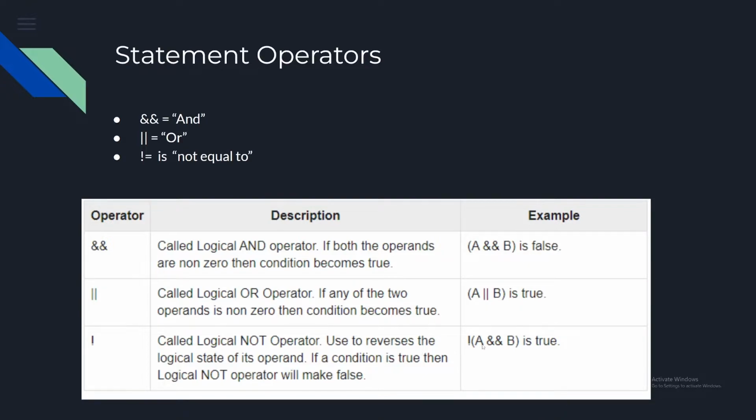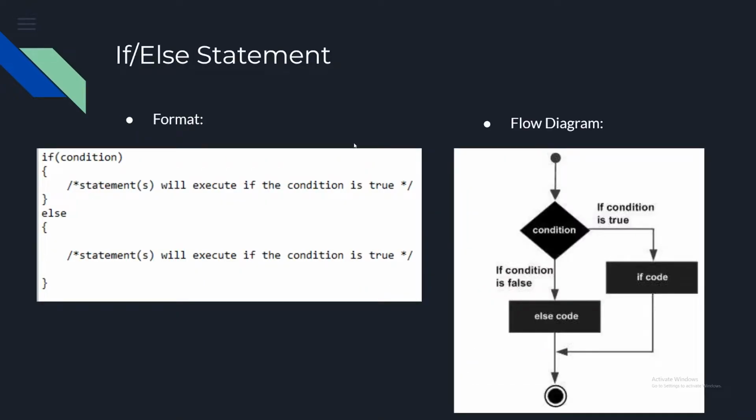Otherwise, if condition A is true, then the code beneath this in the brackets would run. We'll do an example of this in a second, but I want to do it in conjunction with an if-else statement. So an if-else statement is formatted as such, okay?